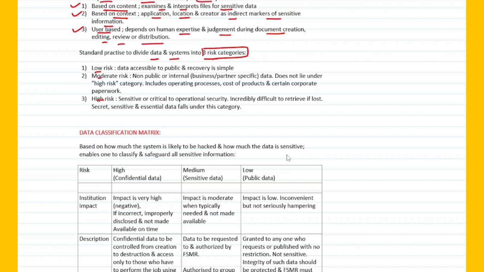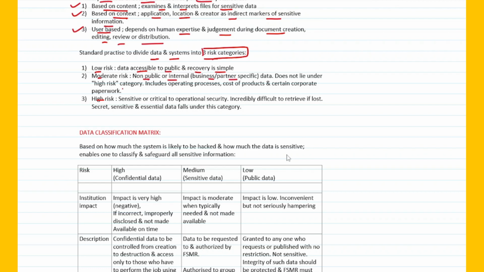So what does low do? Data is accessible to the public and recovery is simple. Yes, because it is low risk. So low risk data is basically something which the public can have access to, and its recovery can also be simple. But if it is moderate, then it is non-public or internal, right? That is business or partner specific data.